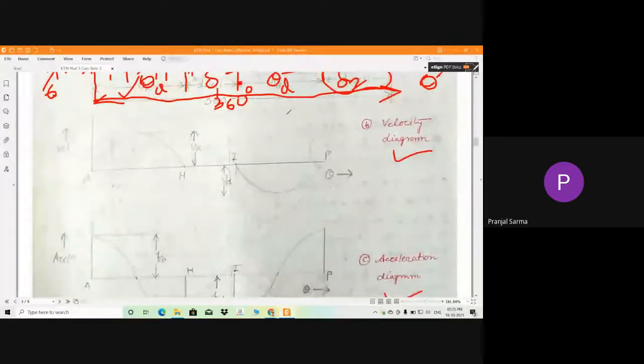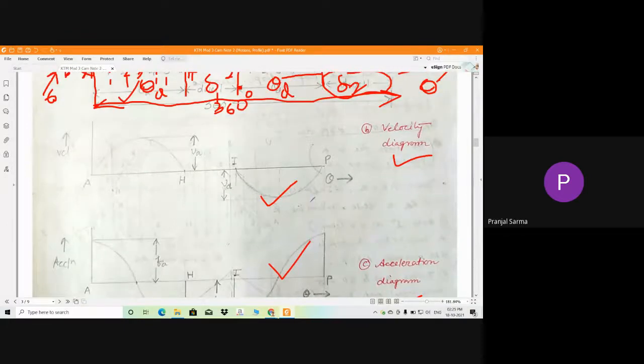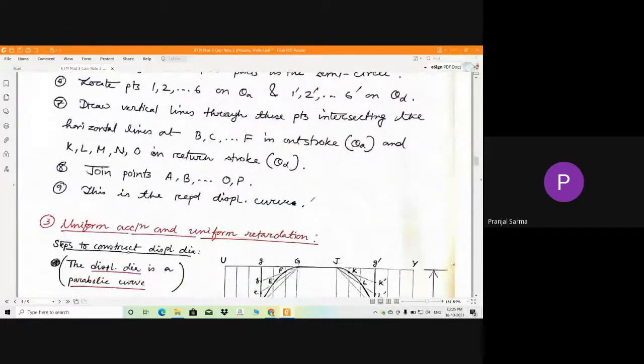If any confusion is there, we can ask. So we have seen that this velocity curve is a sine curve. Okay, acceleration was a cosine curve. Now here I have written down the particular steps for whatever I have already discussed, the steps for drawing the displacement diagram for a cam.